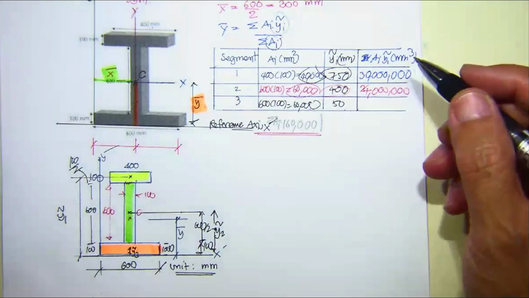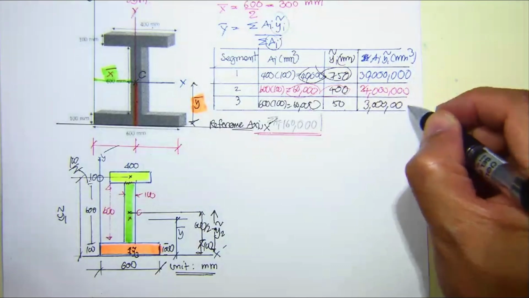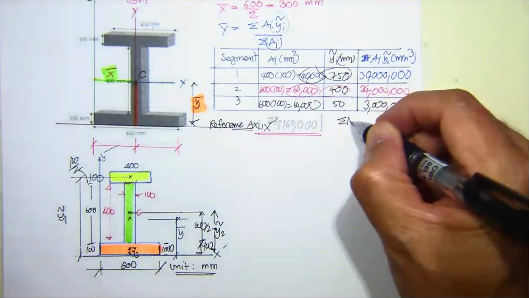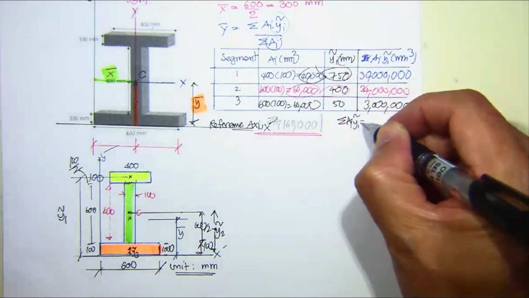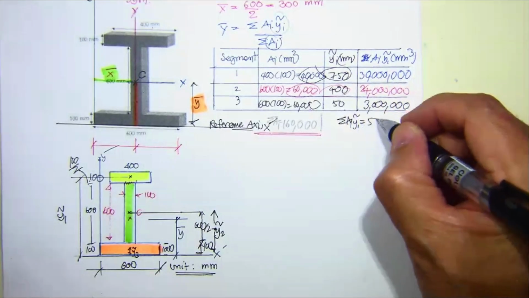Okay, the last one, this one times this one, is going to be 30. No, it's going to be only 3 million. Okay, this is going to be 3 million. Summation of A_i y_i curve. You get this one to be 57 million.